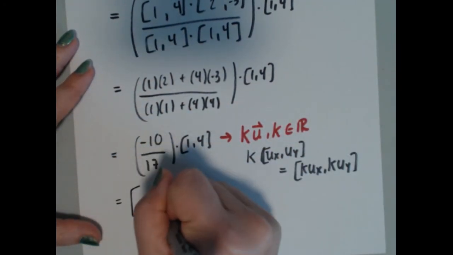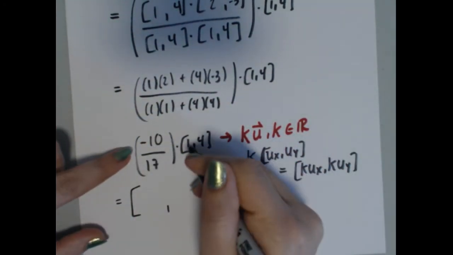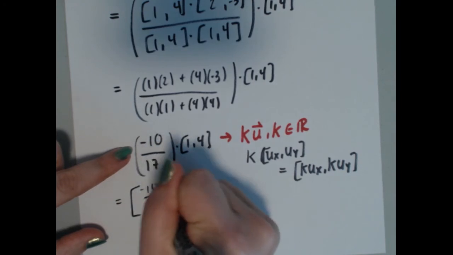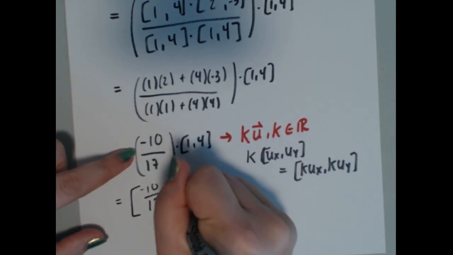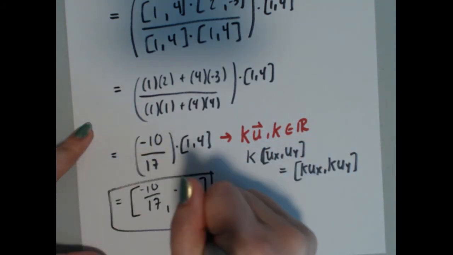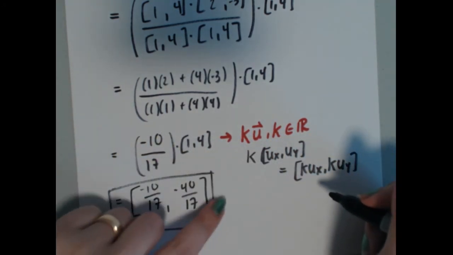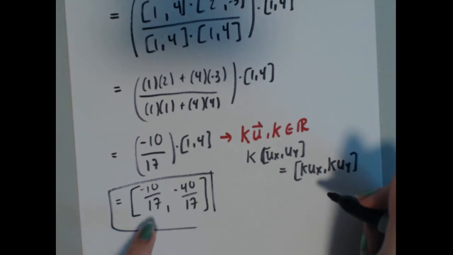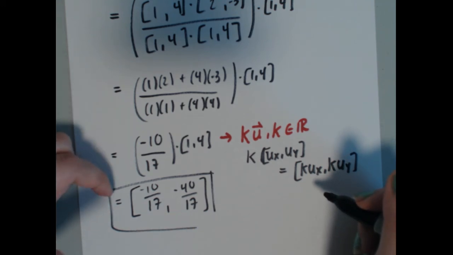So that means I am left with the following vector, ⟨-10/17, -40/17⟩. So this is the projection of vector D onto C. This is the vector in this direction. So if you find -10 over 17 in the x, -40 over 17 in the y, and you plot those points, you get the overall vector, which is the projection.